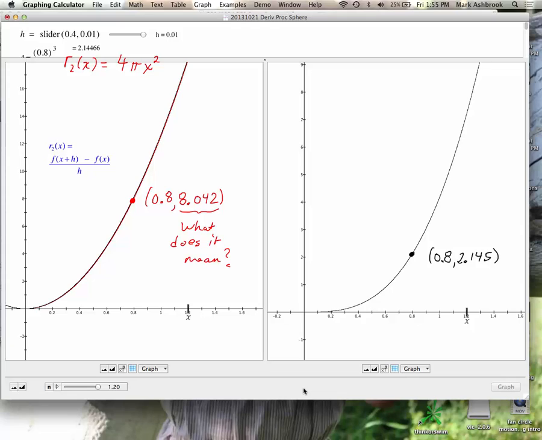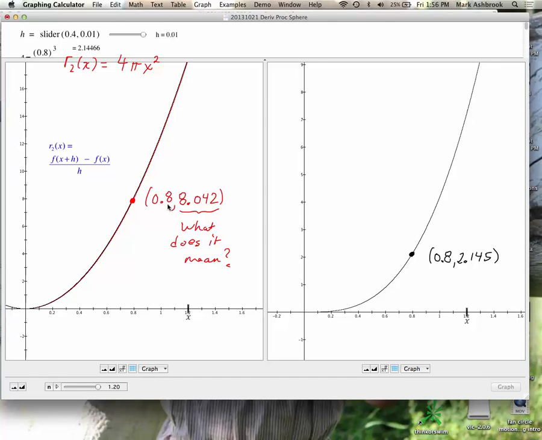Anybody want to give it a try? Again, this question is maybe the most important question of the whole semester. Do you know what that value means? Anyone want to give it a shot? We've talked a lot about it. Michelle? 0.8, 8.042 is how many times 0.8 is changing. Like it's changing 8.042 times with respect to 0.8.